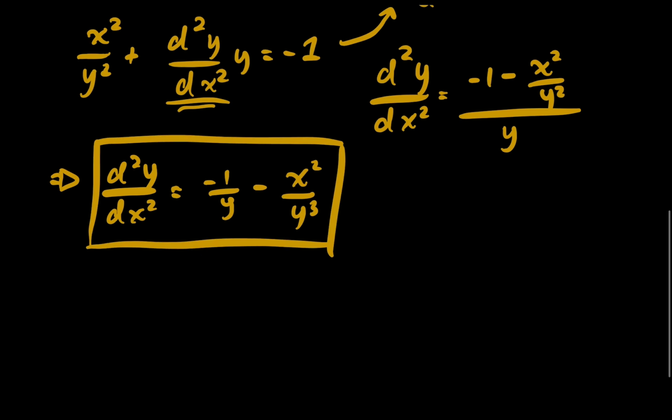Essentially, the point is you can take higher order derivatives of implicit functions through implicit differentiation by determining the first derivative, then differentiating that and using your expression for the first derivative to obtain the second derivative in terms of both y and x, rather than dy by dx.